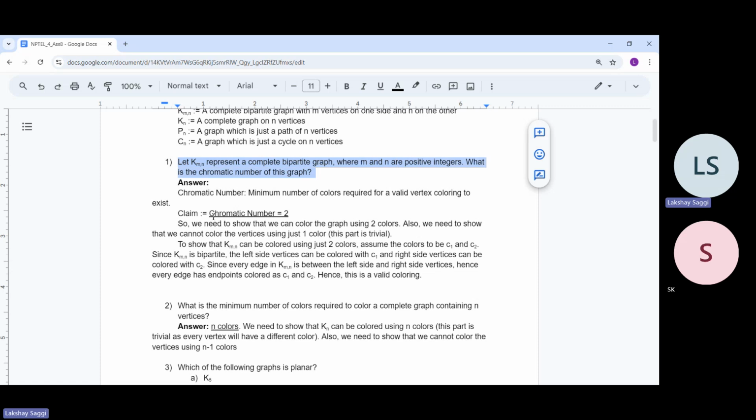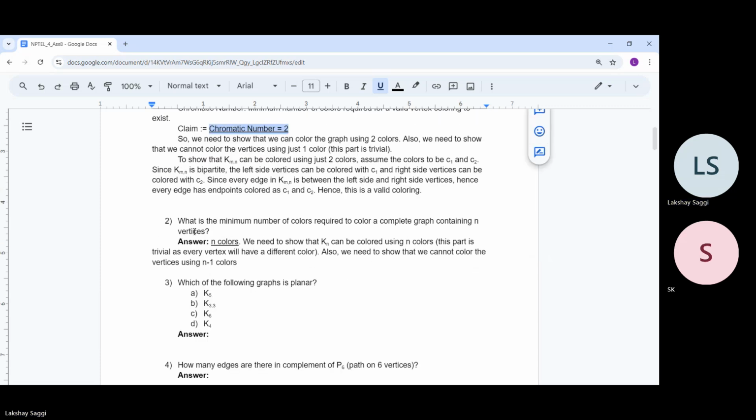And we kind of showed that this graph can have a chromatic number of 2. And now we are on the second question. The problem is: what is the minimum number of colors required to color a complete graph? So now we have a complete graph on n vertices, and how many colors will be required? I'm claiming that we'll always require n colors.